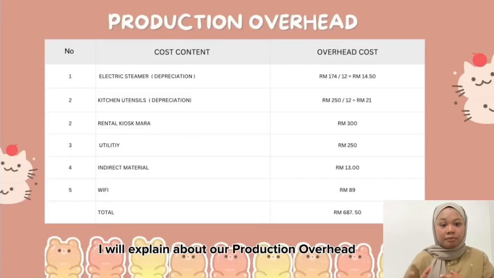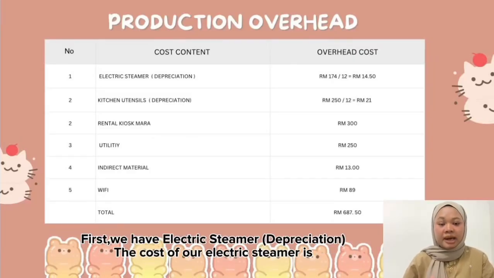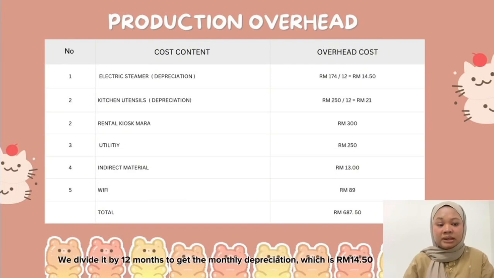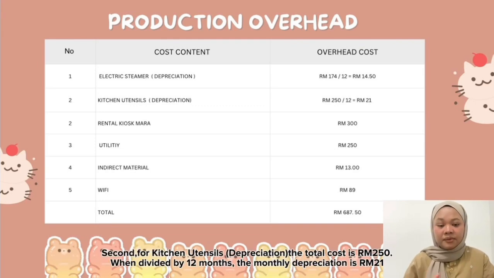I will explain about our production overhead. First, we have the electric steamer. The cost of our electric steamer is 774 ringgit. We divide it by 12 months to get its monthly depreciation, which is 40 ringgit 50 cents. Second, for kitchen utensils, the total cost is 250 ringgit. We divide by 12 months, and the monthly depreciation is 21 ringgit.